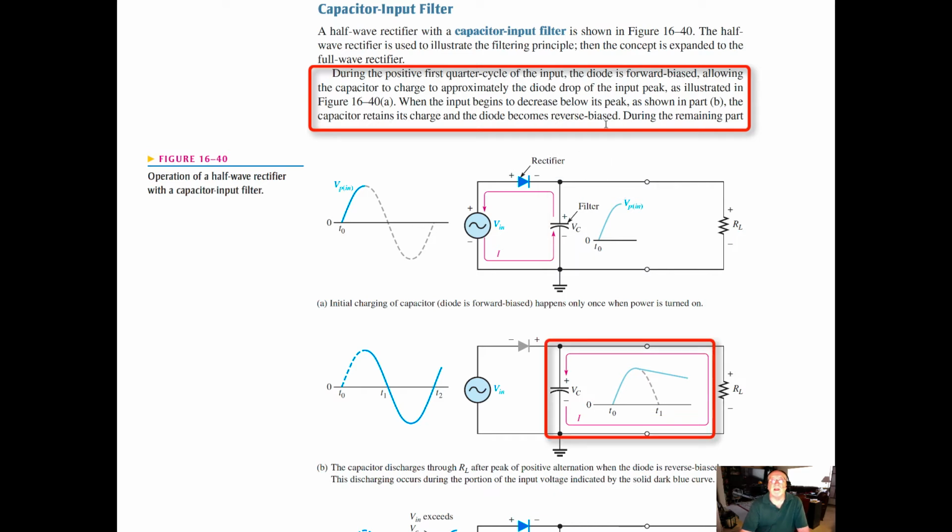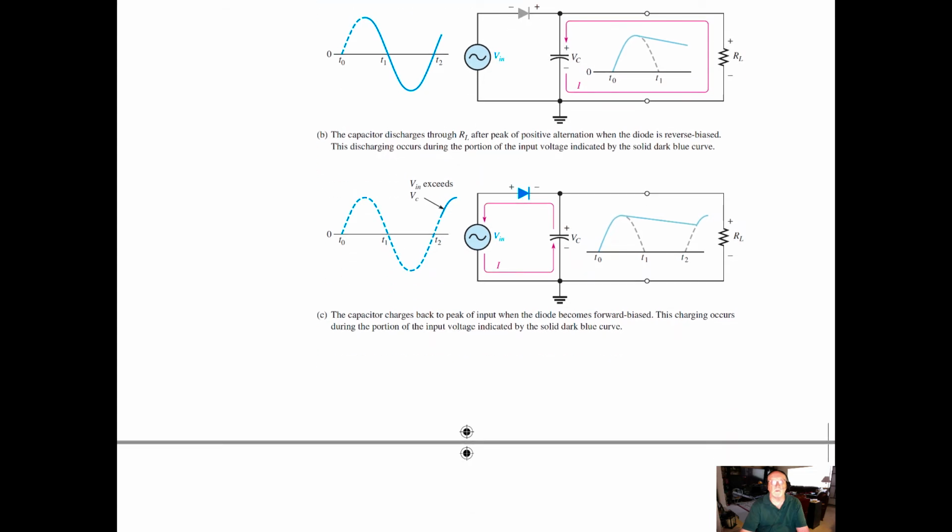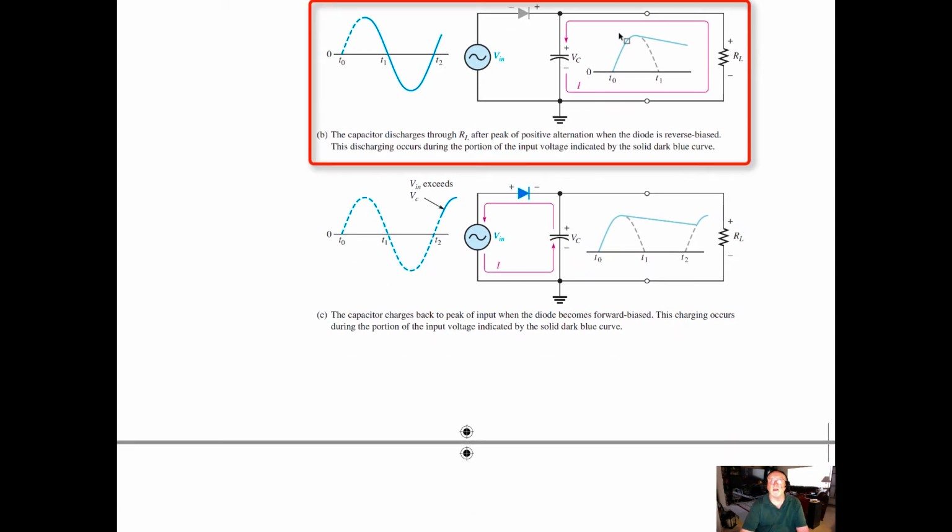When the input begins to decrease below its peak, as shown in part B, the capacitor retains its charge, holding that level higher instead of just letting it drop off. The diode then becomes reverse biased during the remaining part of the cycle. So we can see here what's going on. The capacitor is charged, it's holding the signal, and although it is starting to decay, it's at a much slower rate than you would normally see.